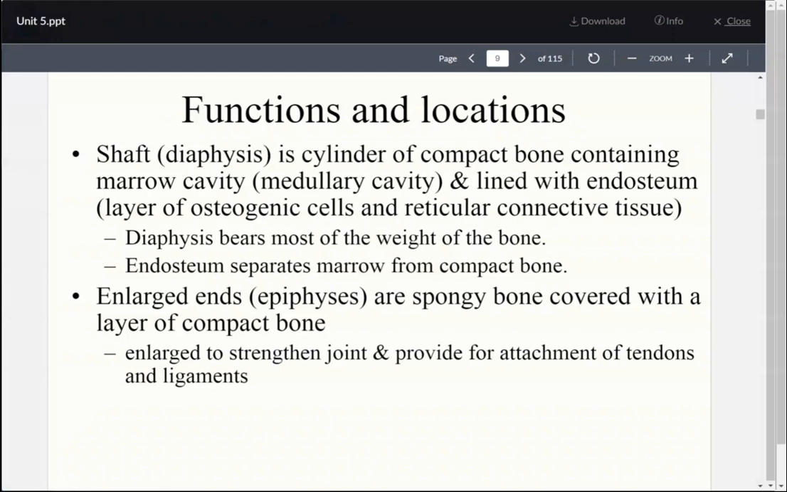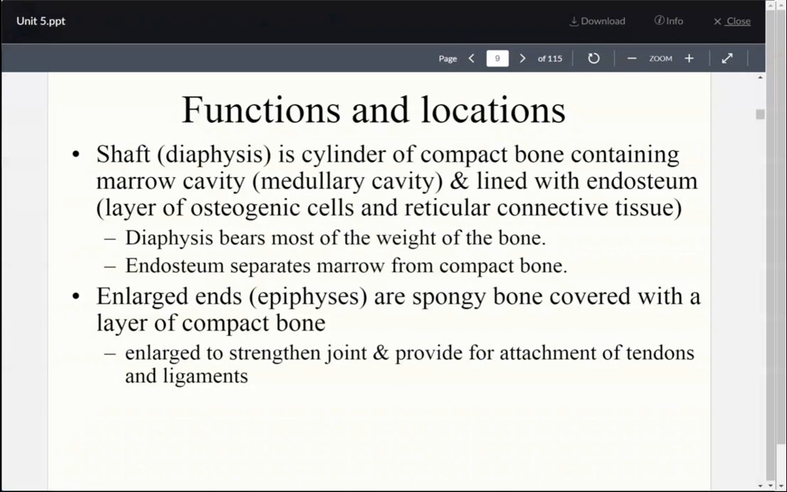So the diaphysis, what is its purpose? Well, think about where we find these bones. Think about your femur, think about your tib fib. The diaphysis is going to bear most of the weight of the bone itself, and that endosteum is actually going to keep the bone marrow separate from the compact bone. And this is important because of what the bone marrow may contain. It will either be yellow or red, and those are going to have two different substances.